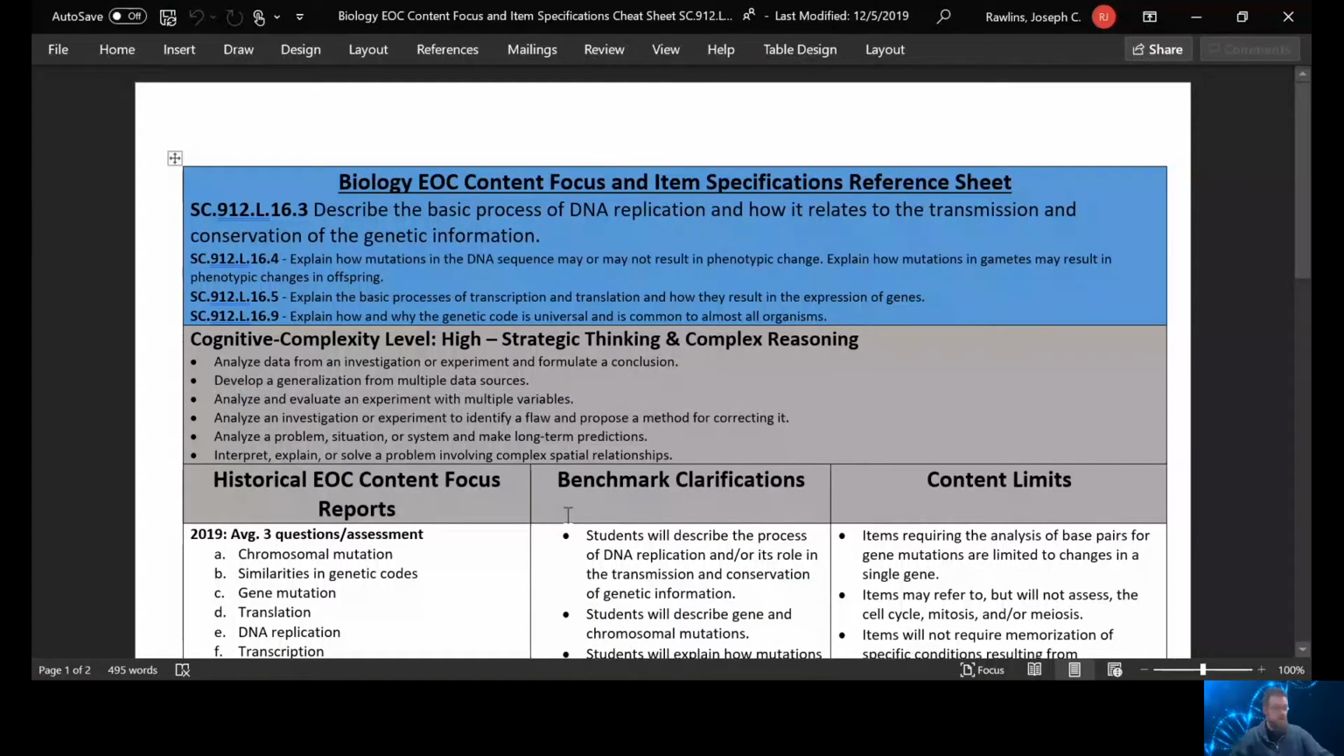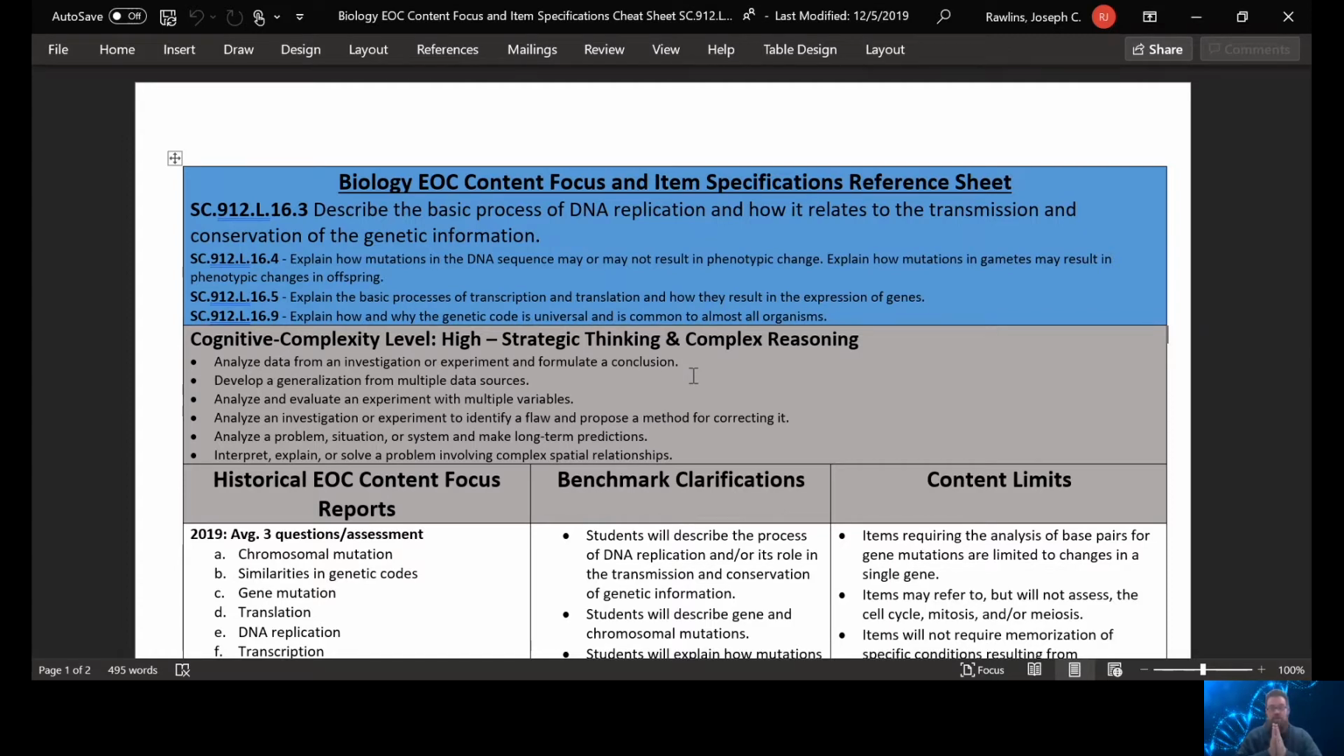We're going to take a look at the content focus report real quick, because it's important to strategize when you're preparing for a test. Understand what it is that you're being asked and understand what it is that you need to know. So 16.3, we're describing the basic process of DNA replication, how that relates to transmitting DNA from one organism to the next, and how we conserve that genetic information from time to time.